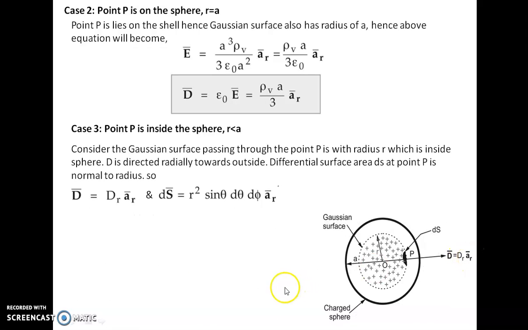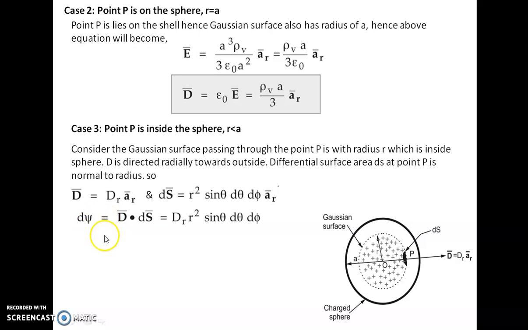So I can write D is equal to D_r into a_r cap, and dS is equal to r square sine theta d theta d phi into a_r cap. If I take the dot product between D dot dS, I will get dψ is equal to D_r into r square sine theta d theta d phi.